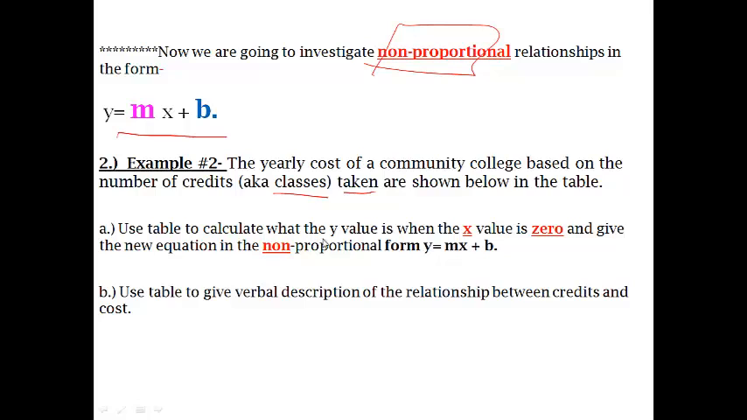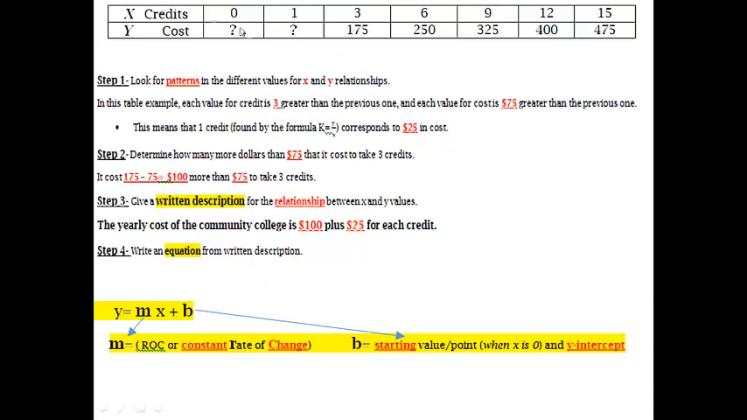So we're going to use the table to calculate the y value when the x value is 0, and give the new equation in the non-proportional form, y equals mx plus b. We're also going to use the table to give a verbal description of the relationship between credits and cost. Okay, so we know our table can look like this with an x and y going like this. We've already learned this. Or it can be a vertical table like so. All right, so I want you to copy this down step by step.